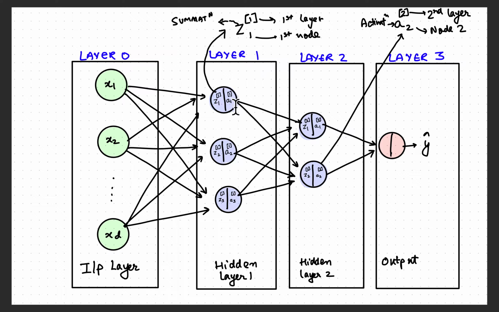So the activation of the first node in layer 1 is A superscript [1] subscript 1. Let's say we look at hidden layer 2 and its activation. The superscript is going to be square bracket 2 because it is in layer number 2, and the subscript is 2 because this is the second node in layer 2.